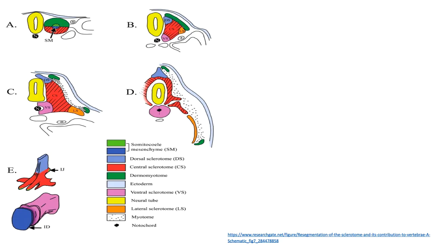When you come to C, you can see how gradually the ventral aspect is going to form the body. And then you can see the central forming the lamina as well, and then the dorsal in blue forming the transverse processes and spinous processes, while the L is forming just a little bit of the ribs, as well as a little bit of the transverse process.